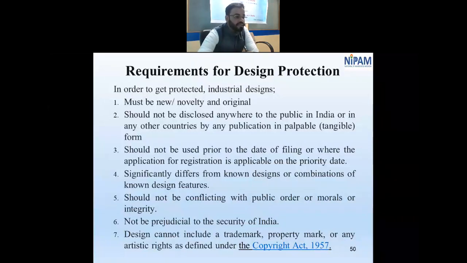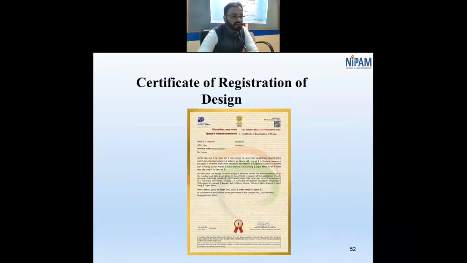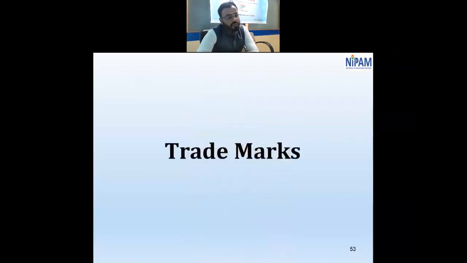Not be prejudicial to the security of the country, and design does not include something which is trademark, property mark, artistic rights, etc., because they'll come under a different kind of IPR regime, which is copyright. Like a patent certificate, a design certificate will also mention the date of filing and the rights which are conferred along with that particular registration. So you can see Chitkara Innovation Incubator Foundation and everything.